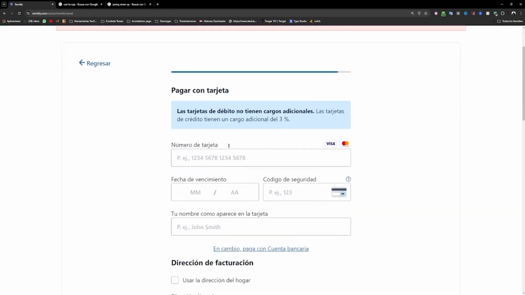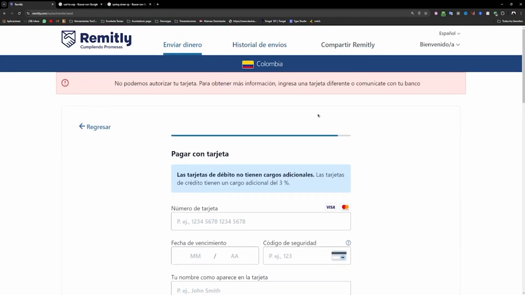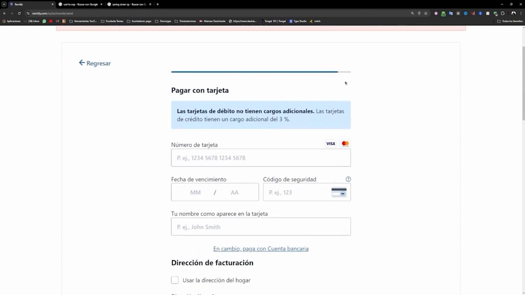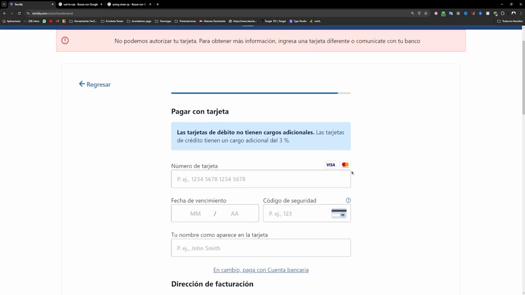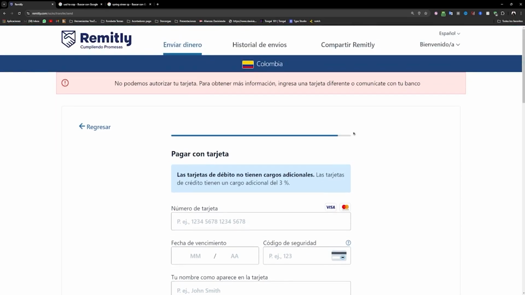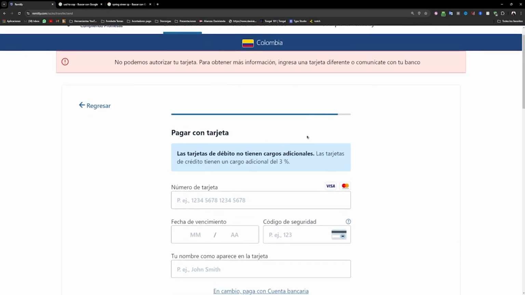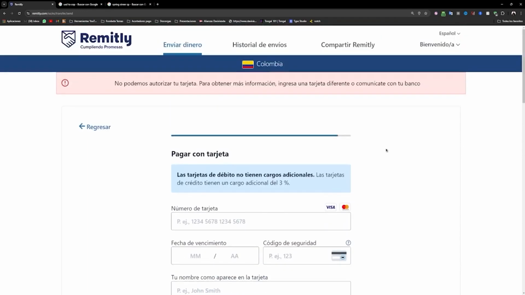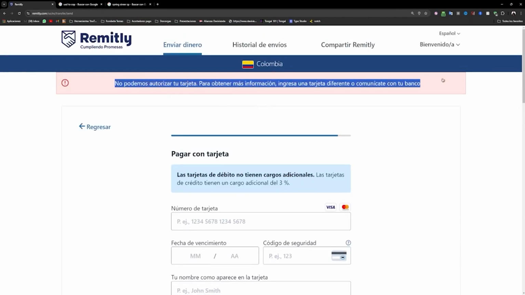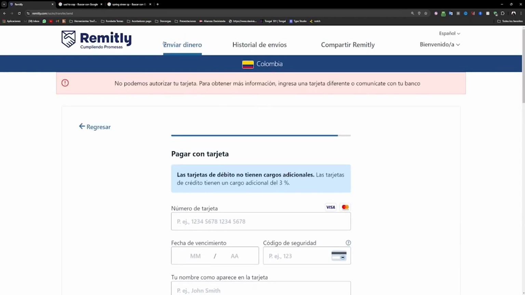If you encounter a similar issue, it's because we're sending money from the US and it only allows adding a card issued in the US. If the card isn't issued in the US, it will show that your card cannot be authorized. It's important to know this before sending money, although it might not be the only reason. In that case, you can contact your bank to inform them you're attempting an international transfer, and they may ask if you authorize these transactions. You say yes, re-enter the details, and you're all set.